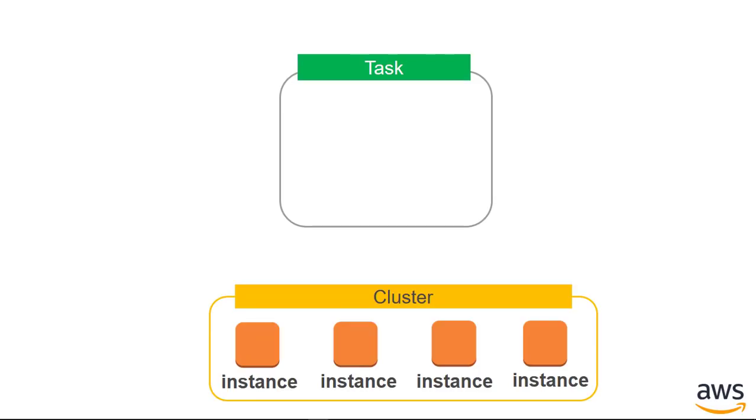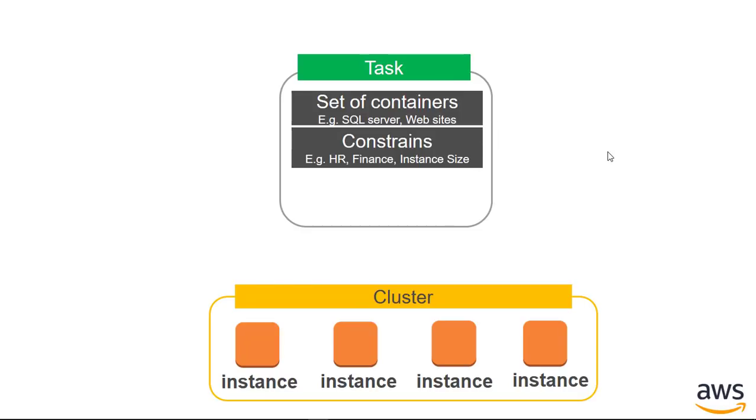A task is nothing more than a construct that you use to define the set of containers that you want to run. You can say, hey ECS, I want to run SQL Server and a website, and these are the containers that contain that application. You can also specify things like constraints. For example, you can say this is a human resource application and I don't want to run it on the same EC2 machine where my finance application is running, due to compliance reasons. You can also define which EC2 instances these containers should run on. And you can define tags on EC2 instances and then place containers on certain instances but not the others.